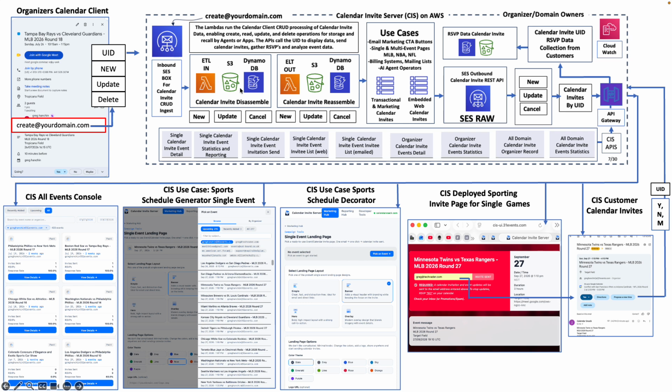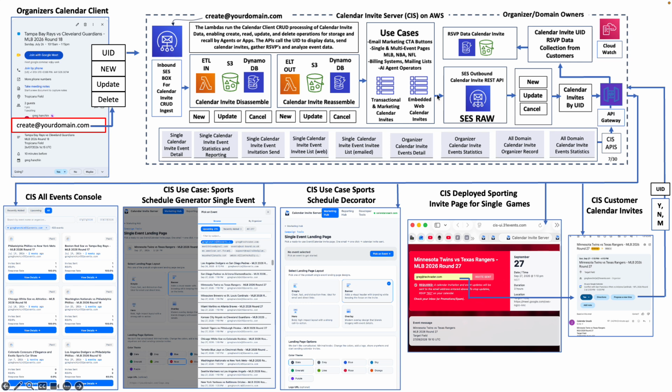That forward would be a recall process called the calendar invite reassembly. This is a total recall of the data by embedding it into email marketing call to action buttons, into single and multi-event pages like MLB, NBA, and NFL, which we've proved over the last couple of years. We can actually take data off a calendar client, inject it into the CalendarBite server, and then have it disassembled and reassembled on the fly into these pages, like this example down here.